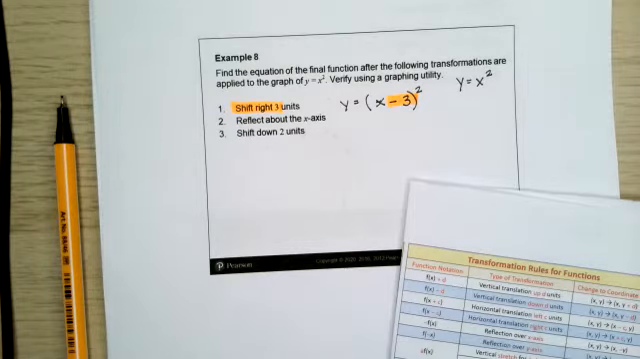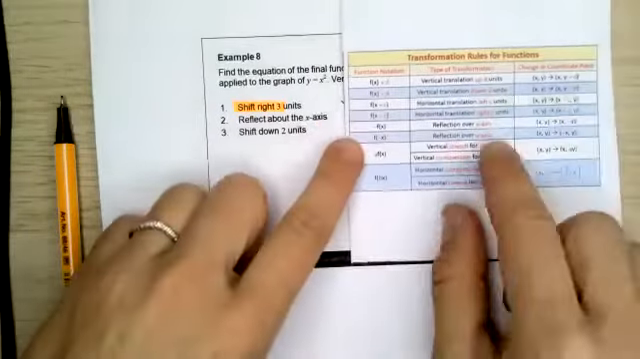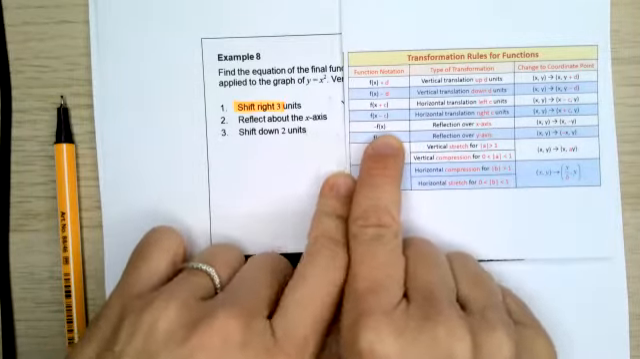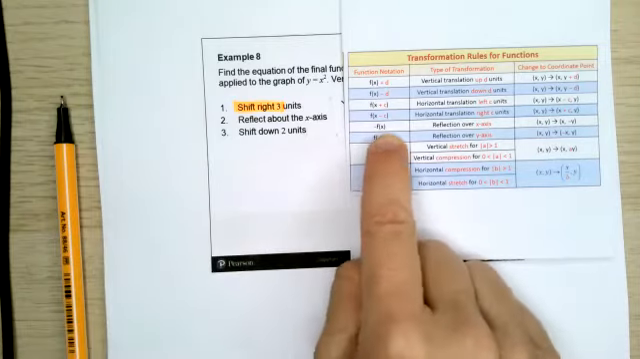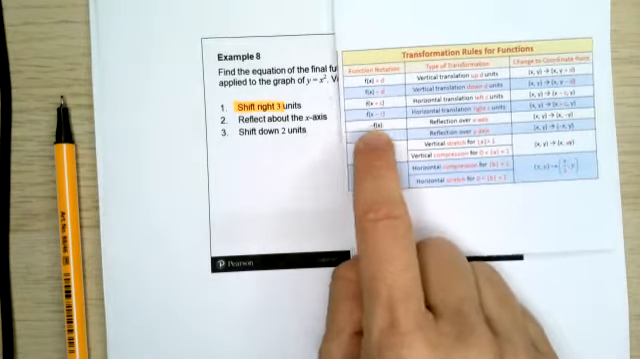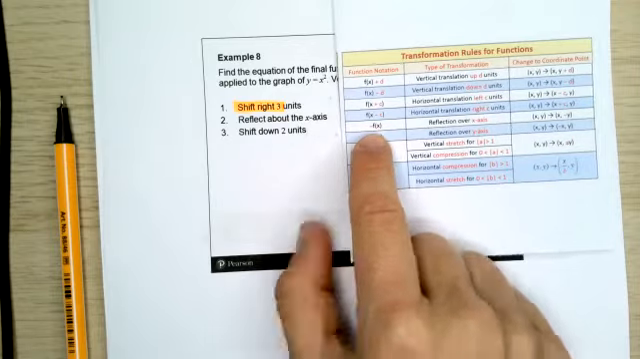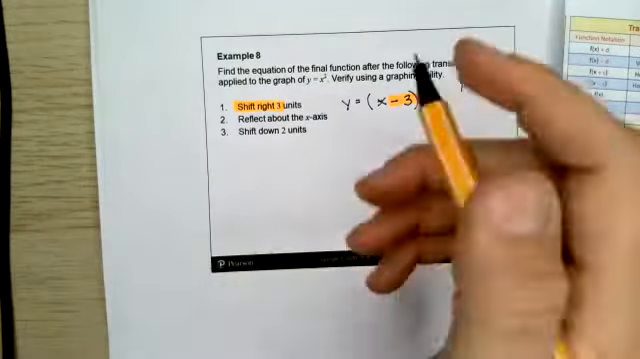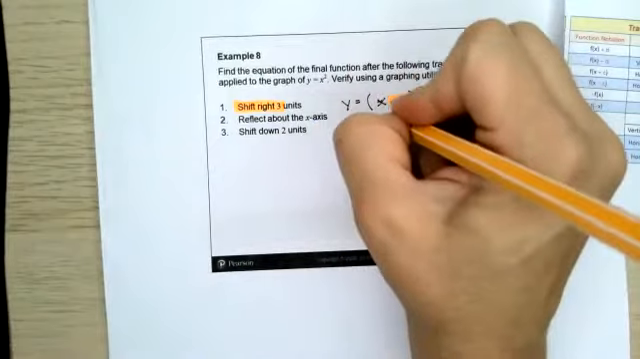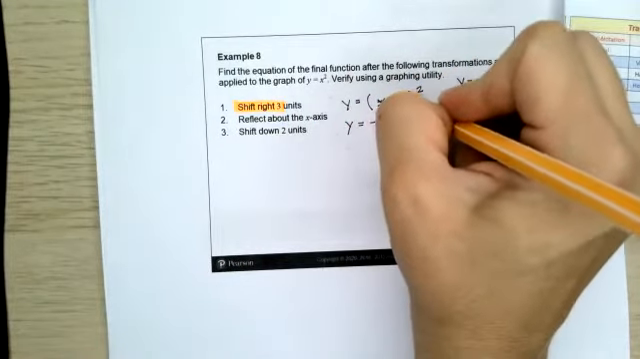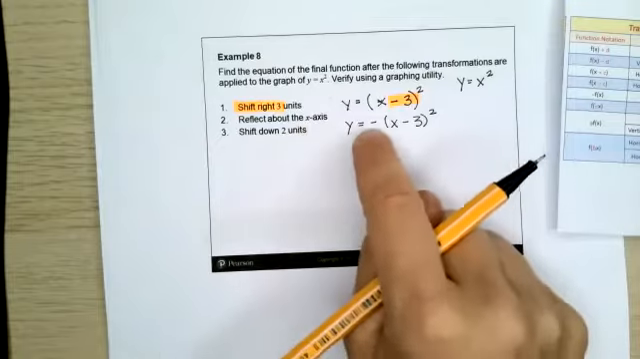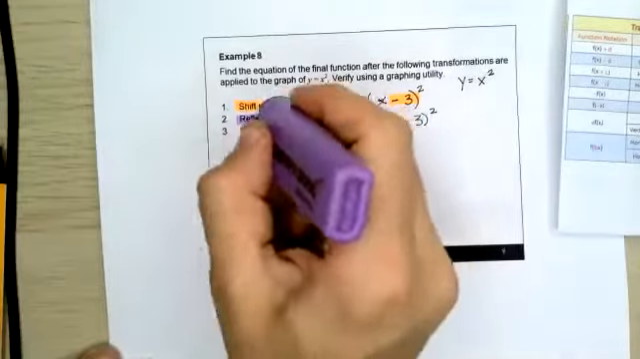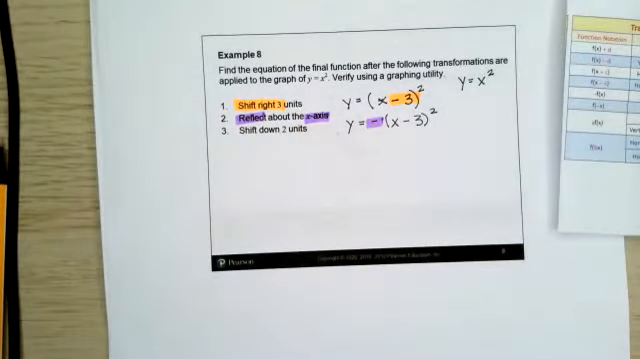Good. To reflect about the x-axis, that means it is a negative of all the y values, right? All of my y values become their opposite. So that means the negative sign is outside the grouping symbols. Y equals negative x minus 3 squared. If it was reflected about the y-axis, it would be parentheses negative x minus 3 squared, but it's not. So reflecting on the x-axis gives us that minus sign.